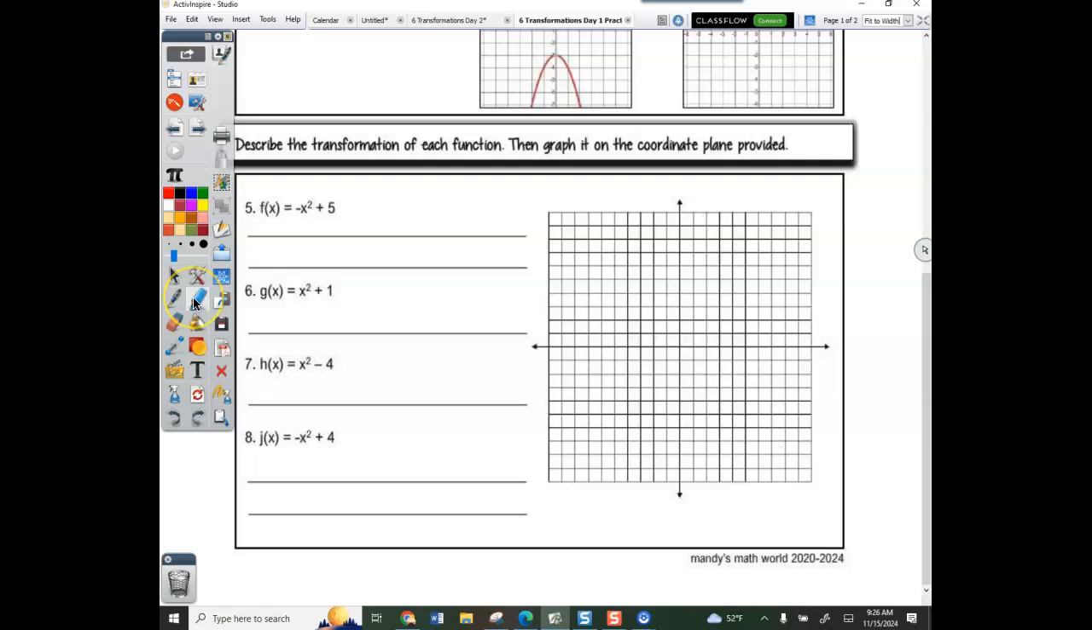Number 5. The mother function is doing what? Reflecting down. That's what you should write. Reflect down. And then translate. You say opens down. You can say translate up 5, or you can say shift up 5. Either one. I do want you to learn the word translate. Okay? Think of when you go to a foreign country and you have to get a translator.